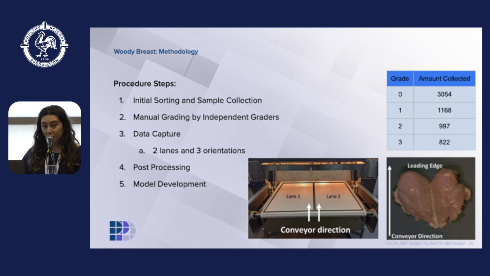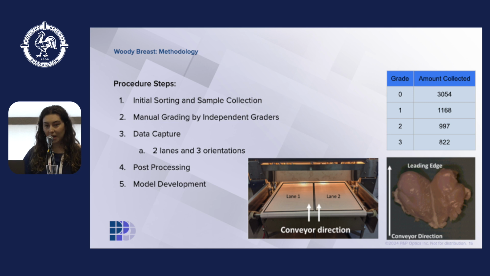Grade 0 has the largest population because they were generally smaller in size compared to the other grades, and thus more would fit in a single bin. The randomized bin was then handed over to the manual graders, who independently graded each chicken breast before the data was captured by the system.